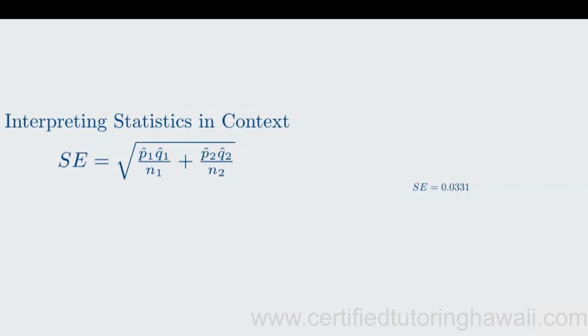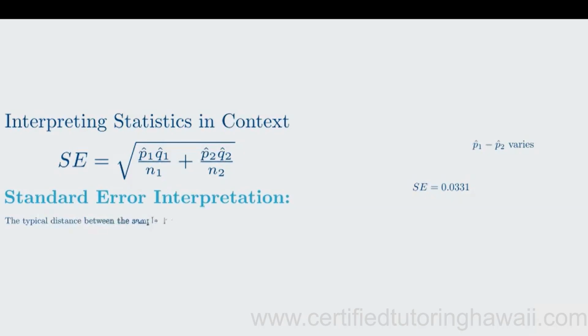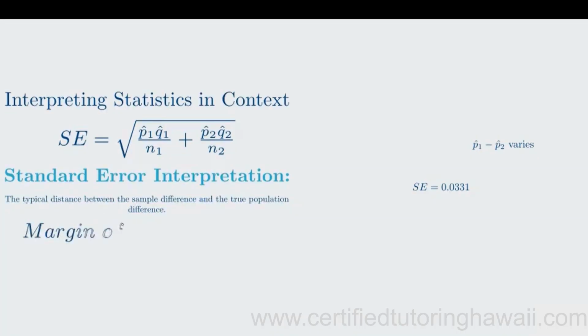If we were to repeat this survey process many times, the difference in sample proportions, p hat 1 minus p hat 2, would vary from sample to sample. The standard error of 0.0331 is the estimated standard deviation of that difference. In simpler terms, it is the typical amount that the observed difference in proportions will vary from the true difference in population proportions. The margin of error of 0.0545 tells us that based on our sample, we expect the true difference in proportions to be within about 5.5% of our observed difference of negative 5%.